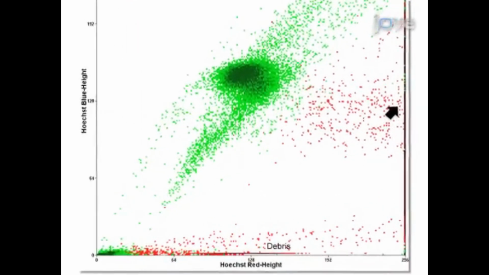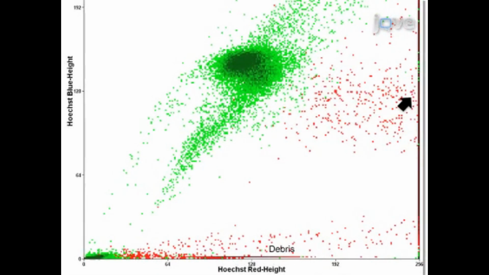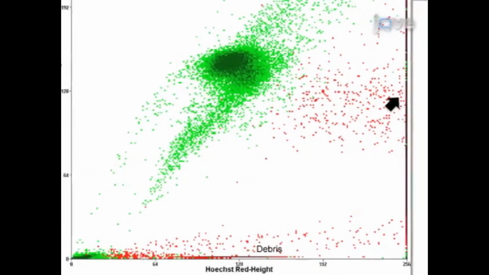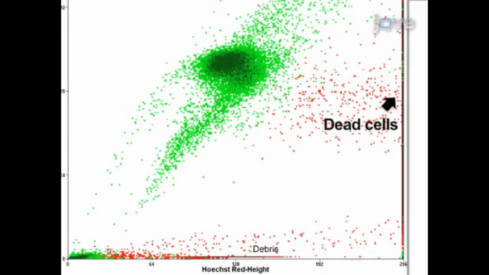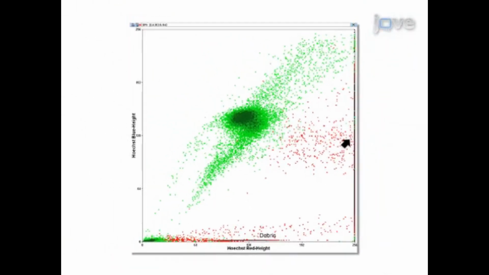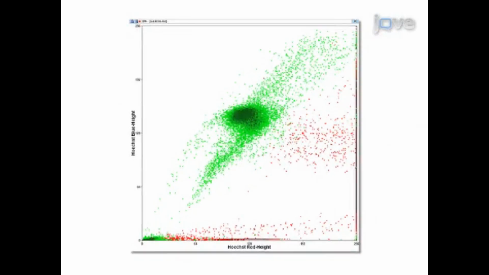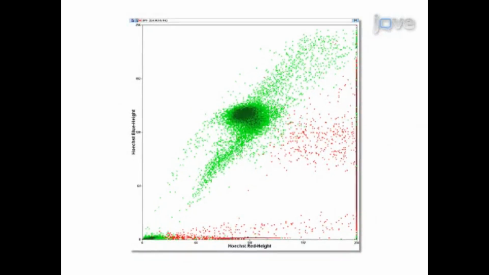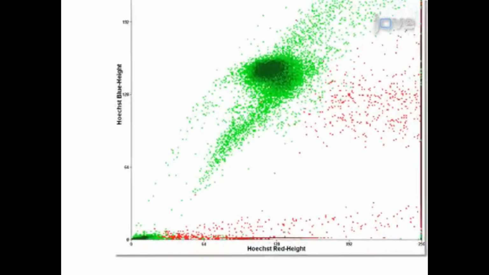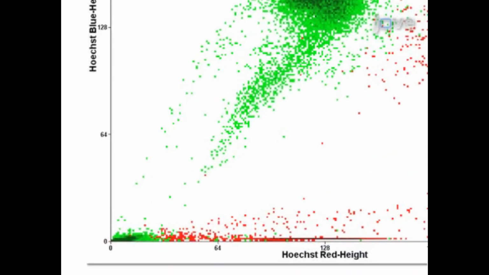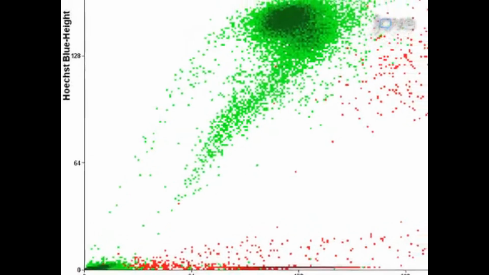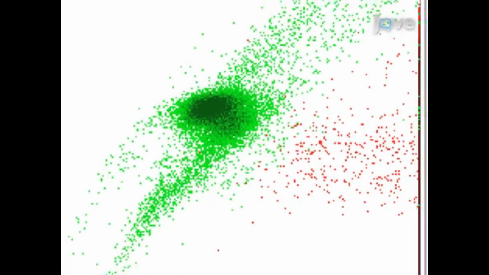The PI stain is also excited by the UV laser, and the majority of the dead cells should be off-scale on the right side of the red versus blue Hoechst fluorescence dot plot. The G0, G1 population of the bone marrow should be seen as a tight cluster of events in the red versus blue Hoechst plot. Adjust the detector voltages to place the G0, G1 cluster in the upper right of center on the plot.